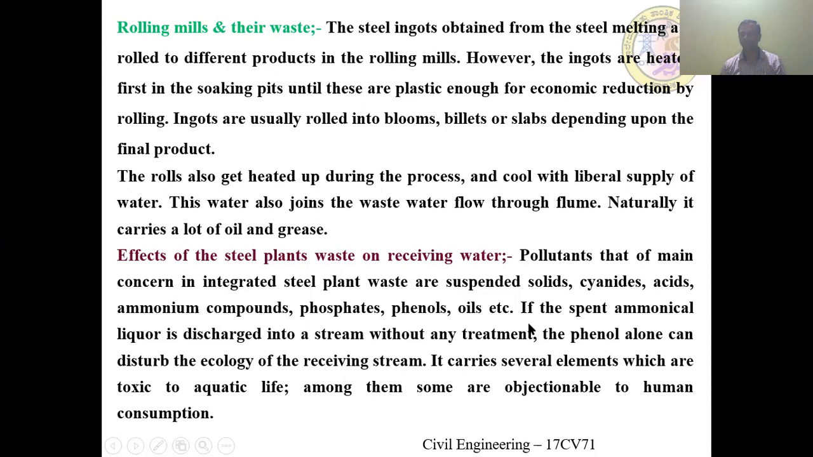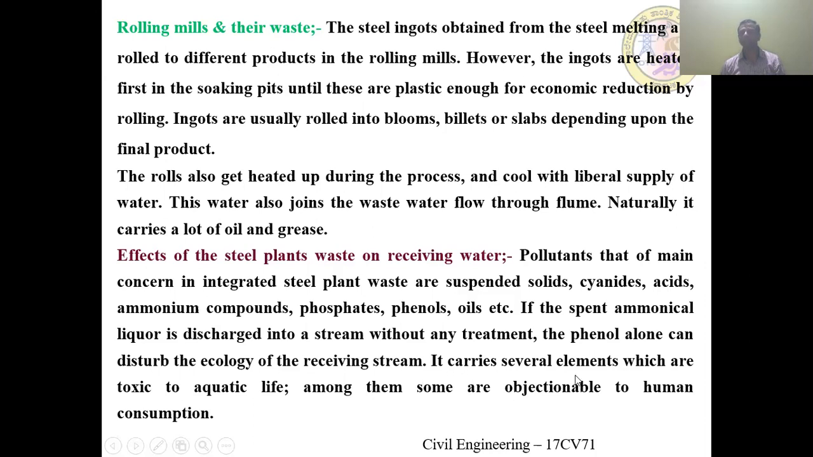mostly inorganic materials. If the spent ammonia liquor is discharged into a stream without any treatment, the phenol alone can disturb the ecology of the receiving stream. So the main problem we are going to observe is ammonia, because it adds nutrients, and the phenol, which is going to obstruct the aquatic plants and animals. So we have to treat phenol and ammonia compounds before discharging it.